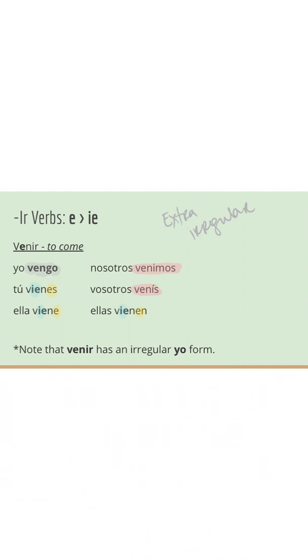And just like we mentioned a moment ago, venir has that irregular yo form, so this is considered extra irregular. Make sure you add it to your list.